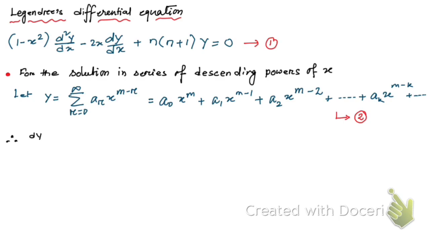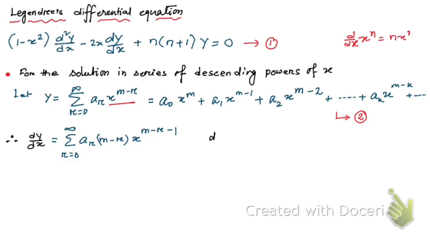So if we differentiate both sides, then dy by dx, here you see a_r is a constant term. If you differentiate x to the power m minus r, then you're gonna have m minus r into x to the power m minus r minus 1, right? Hope you have understood this. That means we have simply applied d/dx of x to the power n, which gives n into x to the power n minus 1. Here m minus r is the n. Okay, consider that way. Very simple, right? Hope you have understood this.